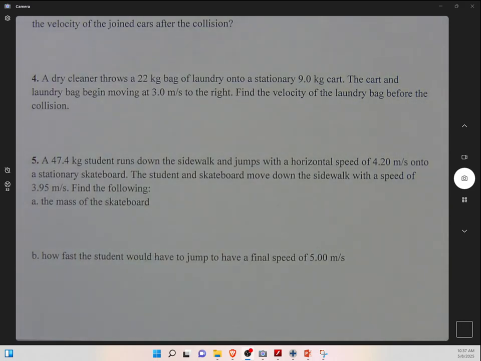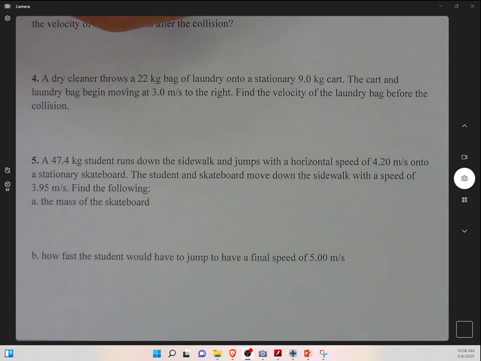Okay, number 5, let's try it. A 47.4 kilogram student runs down the sidewalk and jumps with a horizontal speed of 4.20 meters per second onto a stationary skateboard. The student and skateboard move down the sidewalk with a speed of 3.95 meters per second. Find the following. On the first part, find the mass of the skateboard.